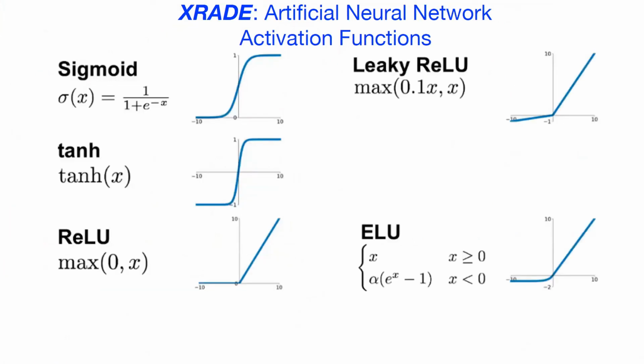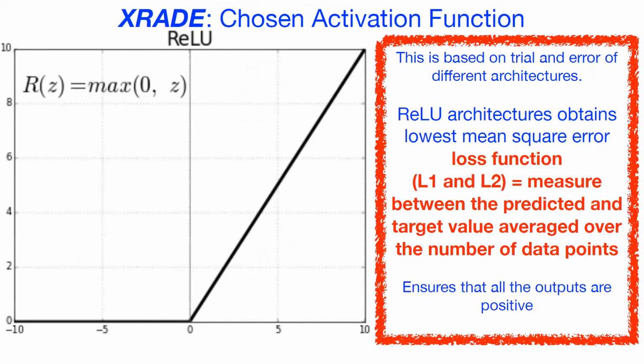We then had different activation functions to ensure non-linearity, and the one that we chose was the ReLU, which ensures that all the outputs are positive. Again, we can choose a different one, but for this work, that's what we chose.